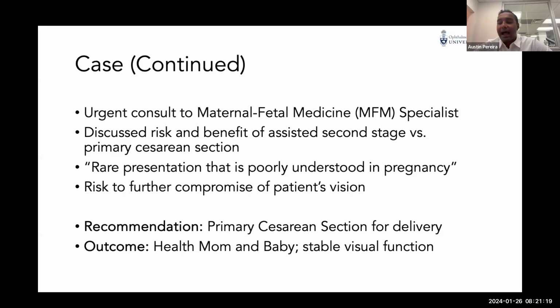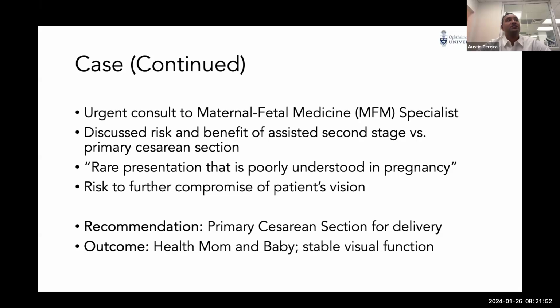So let's tie it back to our patient, our lovely lady who was 26, at 37 weeks gestation, first pregnancy, diagnosed with an optic disc cavernous hemangioma. Dr. Sharma decided to urgently consult our maternal fetal medicine, or MFM, specialists, and they discussed the risks and benefits of assisted second stage versus primary C-section for the patient. The exact quote from the impression was a rare presentation that is poorly understood in pregnancy.